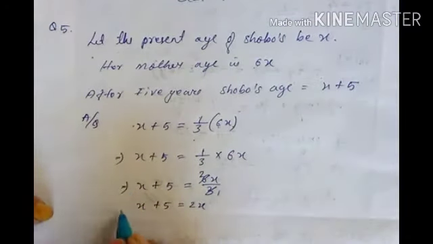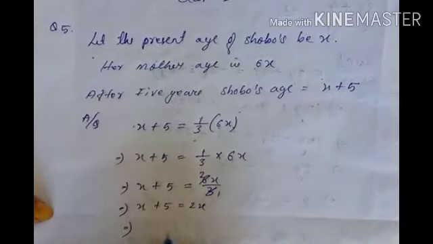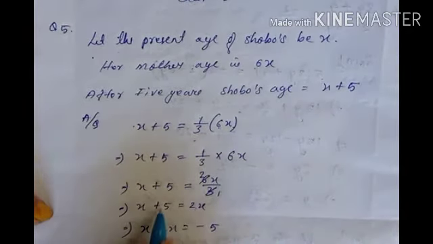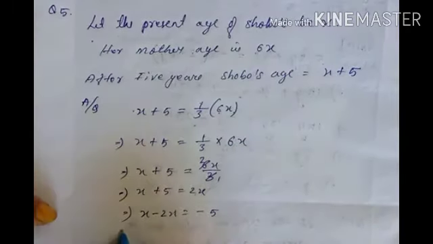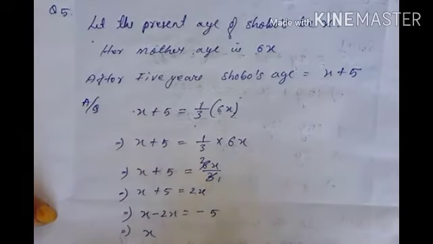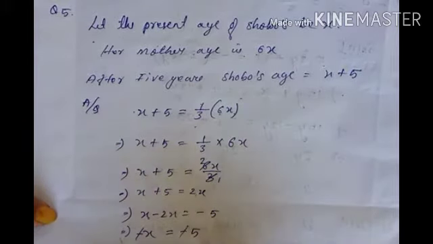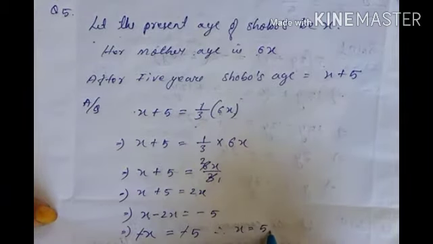This you got. Now what will you do? You will bring this to here. x minus 2x equal to minus 5, because if you bring this here it will become minus 2x, and if you convert this 5 to the right hand side it will also become minus 5. Now x minus 2x equals minus x, because 2 is greater so the sign will be negative, is equal to minus 5. So minus on the right hand side and the left hand side will get cancelled. Therefore x equal to how much? x is equal to 5.